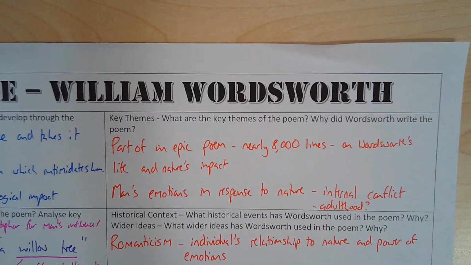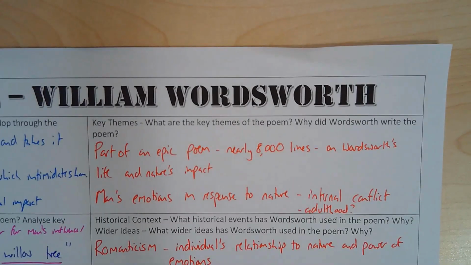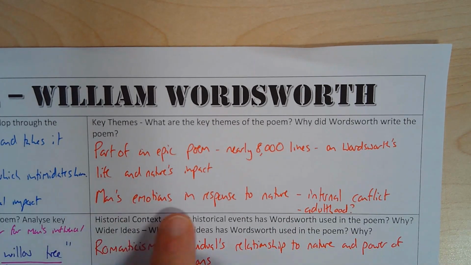And as I've mentioned there, it's part of an epic poem, the Prelude, which is why you've only got an extract from it, which is nearly 8,000 lines, I think about 14 books, of Wordsworth's life and nature's impact. Wordsworth was one of the key Romantic, with a capital R, poets this country has ever produced. He was a chief exponent of romanticism, and this idea of romanticism as a means of exploring our relationships with society through nature. And it's also man's emotions in response to nature.